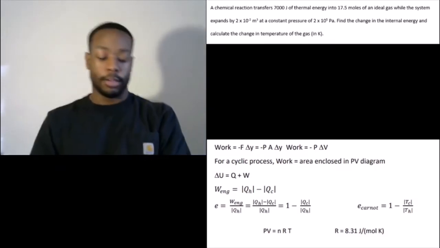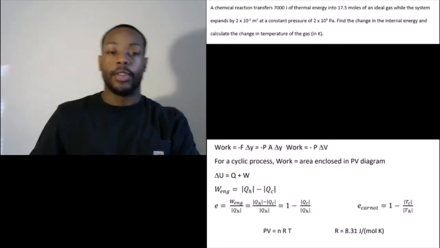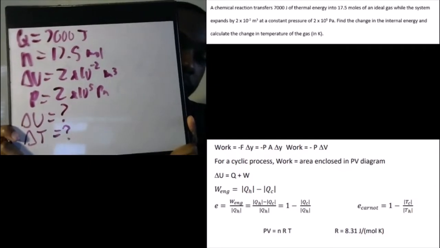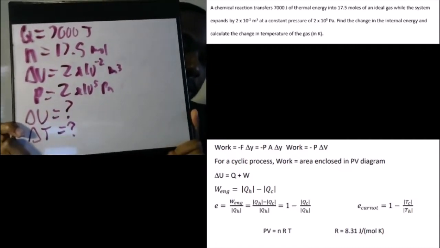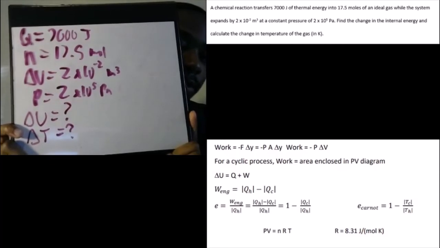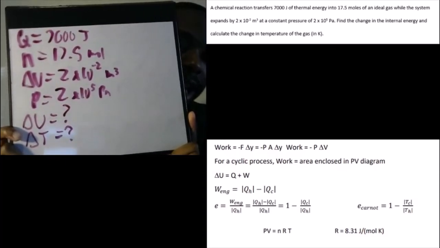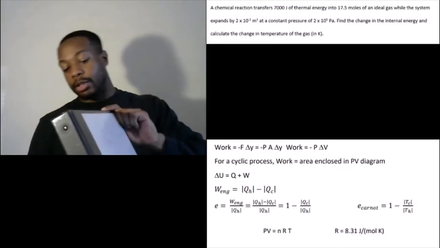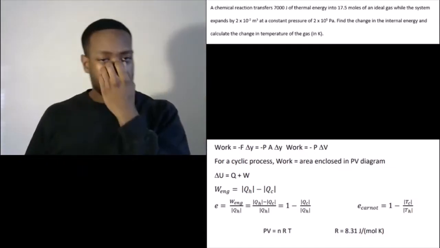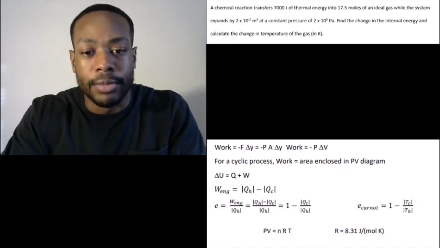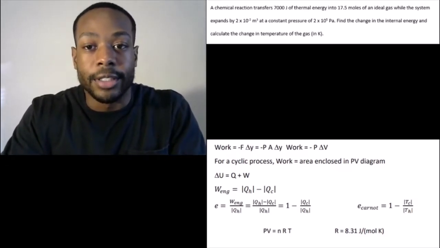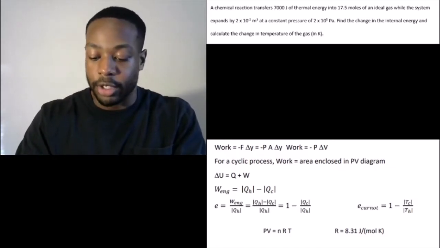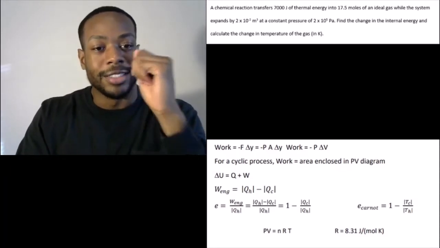So let's just show you what I have, and hopefully you've got the same thing. We've got Q, we've got n for the moles, we've got delta V for the change in volume, we've got P for pascals, it's capital P. We've got delta U for the change in internal energy, we've got delta T for the change in temperature. So that's what we're working with here. So take a second to consider what we're going to use to find first the change in internal energy. How are you going to find delta U? And if you look at your formula sheet, there's not many options there.